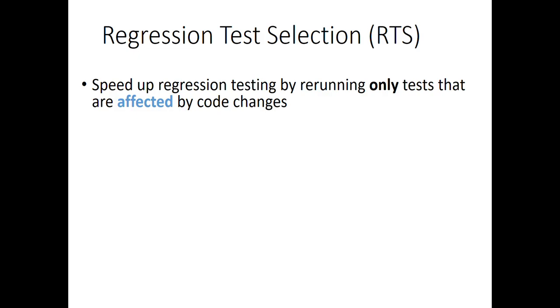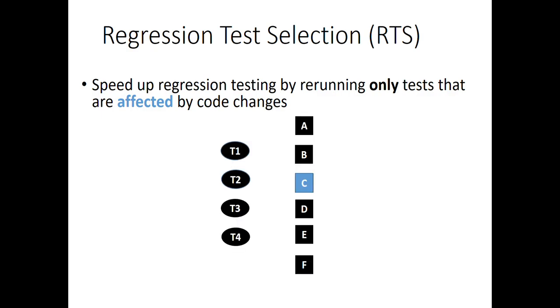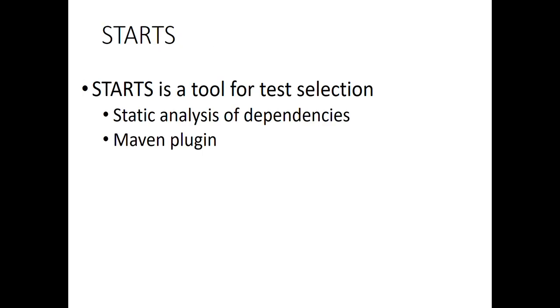Regression test selection aims to speed up regression testing by rerunning only the tests that are affected by code changes. So in our example from before, if we knew the dependencies between these classes and tests, then when the change is made to C, we can see from these dependency edges that only classes A and B are affected, and tests T1 and T2 are affected, so only these two tests need to be rerun when C changes.